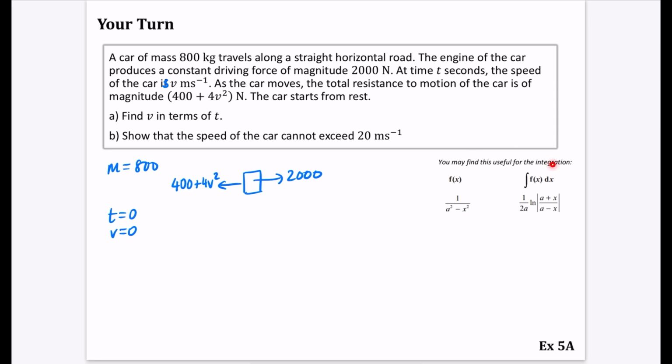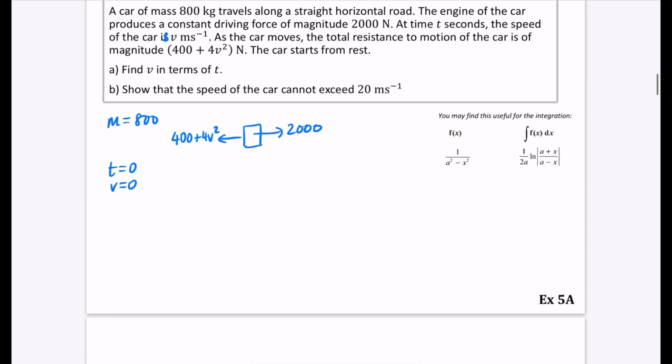Now I've put down here, you may find this useful for some integration to save you doing loads of partial fractions and stuff. We can just use the formula book for this part. Okay, so as usual, I am going to set up F equals ma. I'm using v and t, so obviously I want to use that a is equal to dv/dt.